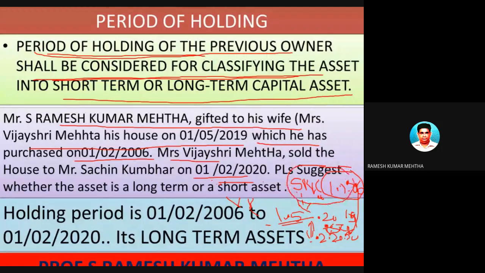When did the previous owner acquire it? It is on 1/1/2006, so that should be considered up to this date. So here the answer is the holding period is from 1/2/2006 to 1/2/2020, and not from 1/5/2019. So it is from 1/2/2006 to 1/2/2020, and this is a long-term capital asset.